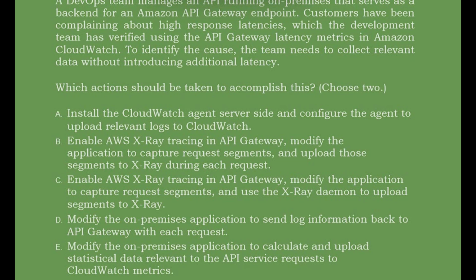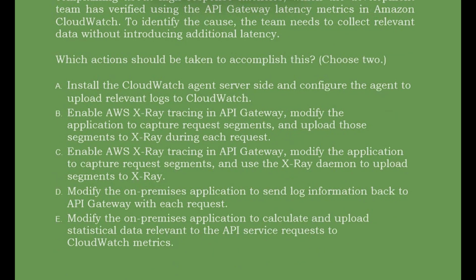Option D. Modify the on-premises application to send log information back to API Gateway with each request. Option E. Modify the on-premises application to calculate and upload statistical data relevant to the API service request to CloudWatch metrics. Correct answer is option B and option C.